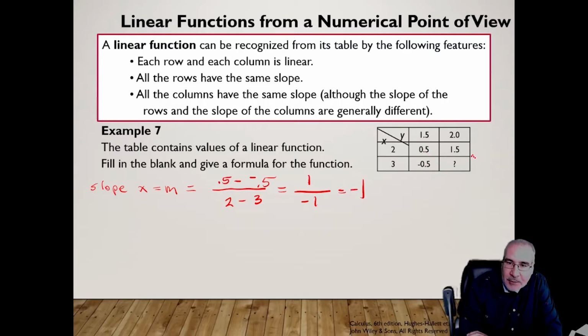So what does this have to be? Well, again, each column in the x direction is going to have a slope of negative 1. What that means is that this value is going to go down by 1. It needs to be 0.5.